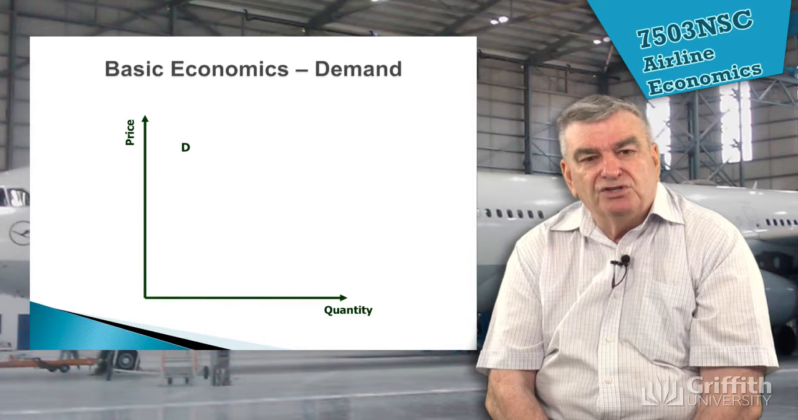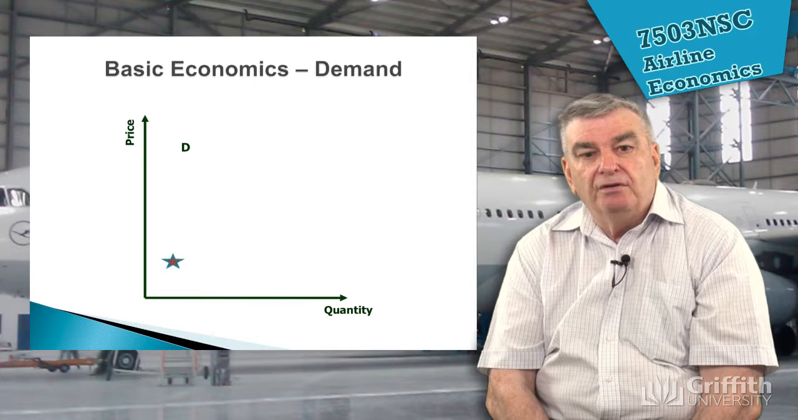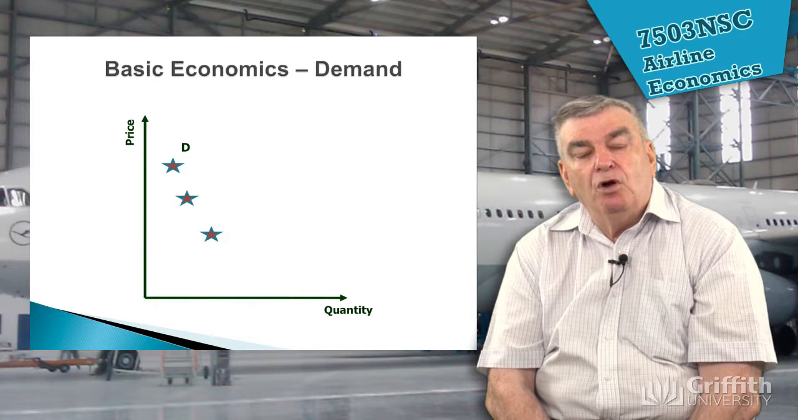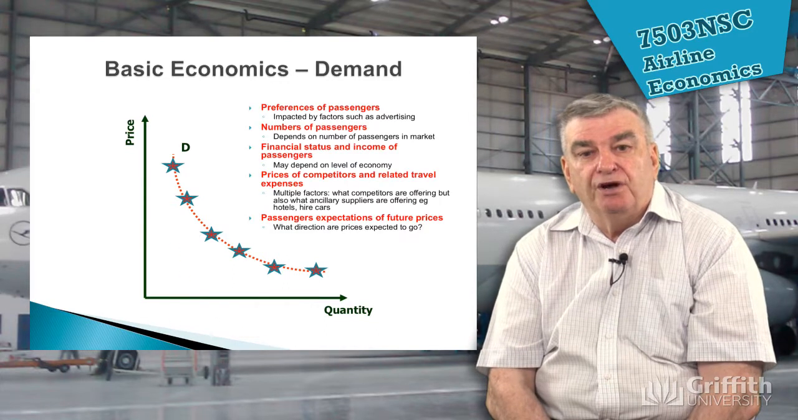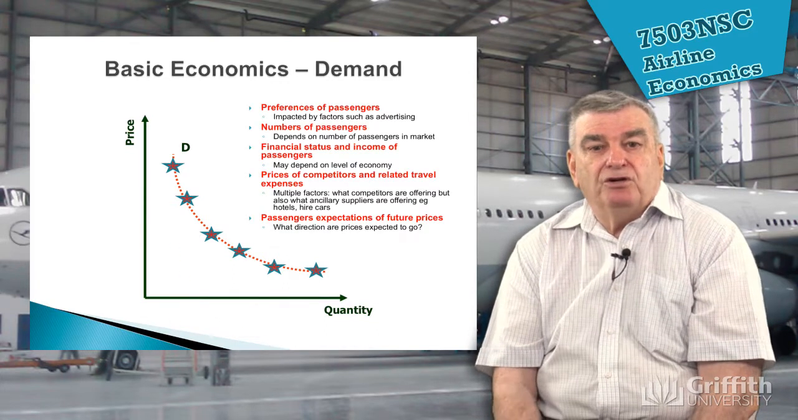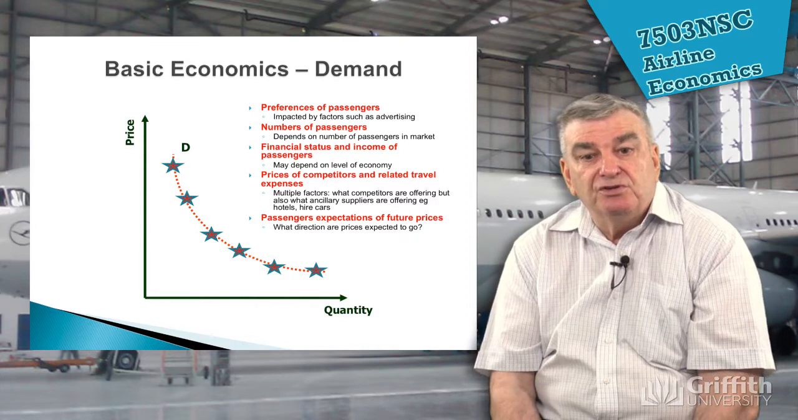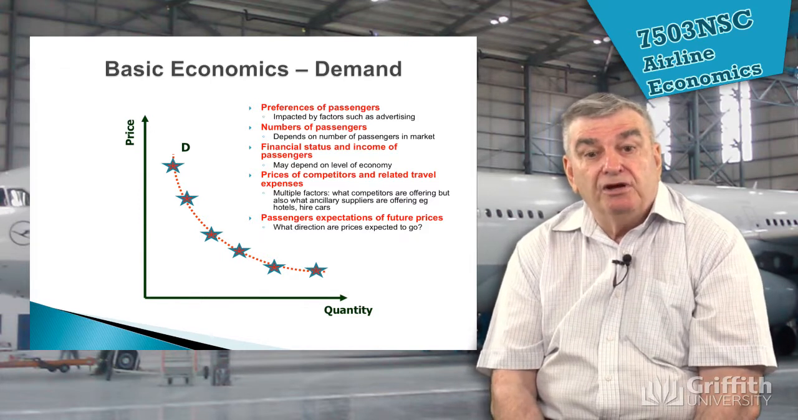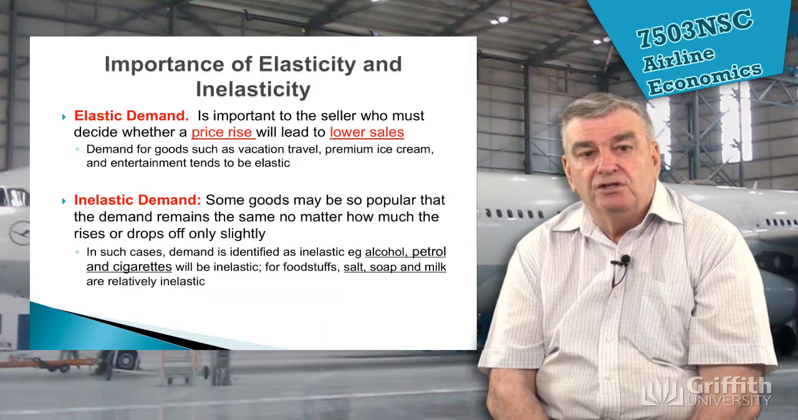And of course we'll be looking at some of the most basic features of that demand. And of course we know that as soon as our price starts to drop down, more and more people want to buy that particular quantity. And so we can see that we get a basic demand curve. What we also find is that this demand is affected by quite a few factors. The preferences of passengers, the numbers that are available, their financial status, the price that competitors are offering, passengers' expectations of how prices will go in the future. We'll study all of these and the way they affect.